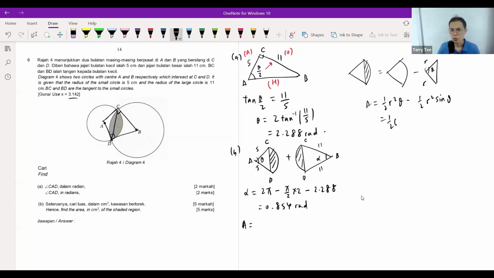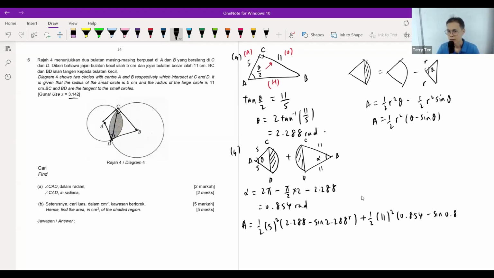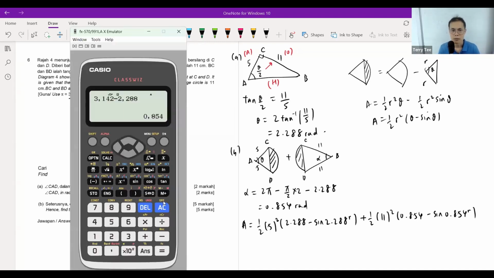So the first segment has a radius of 5. Your angle is theta, which is 2.288 minus sine 2.288. Normally, we put a superscript R to indicate that this is in radian. If it's degrees, you put a small circle. Then you add half. The second one is 11 squared. Your alpha, in this case, is 0.854 minus sine 0.854. When you do this, remember to use your calculator in radian mode, right? If you check your calculator, the angle unit must be in radian.